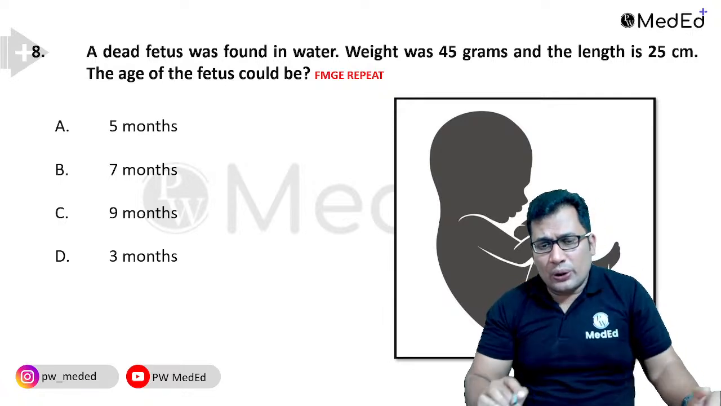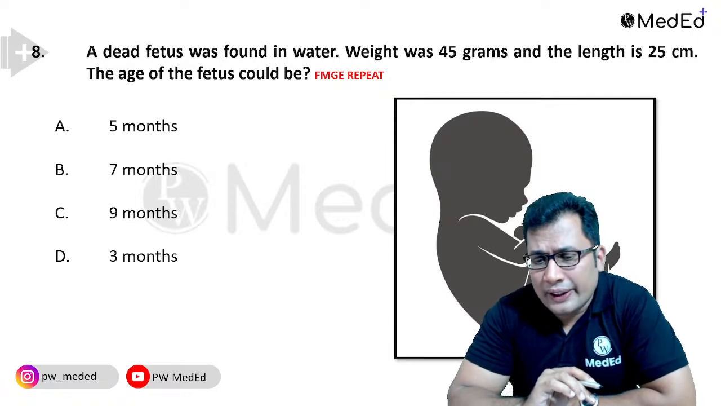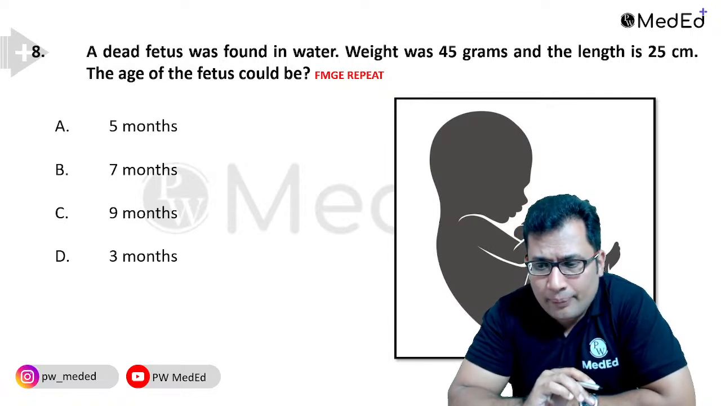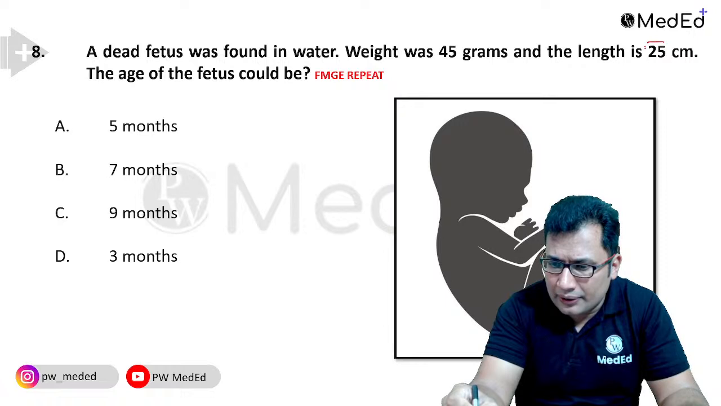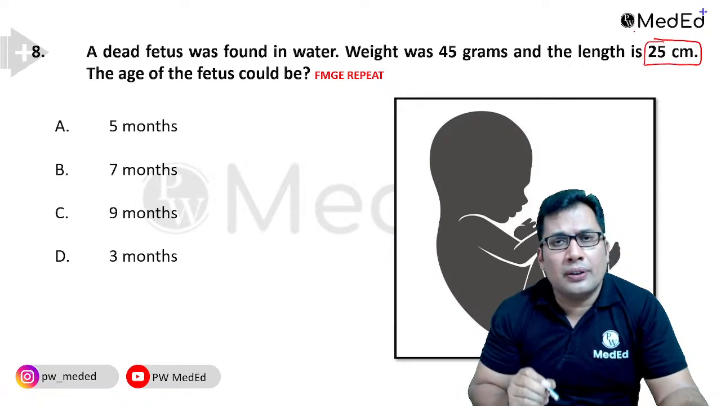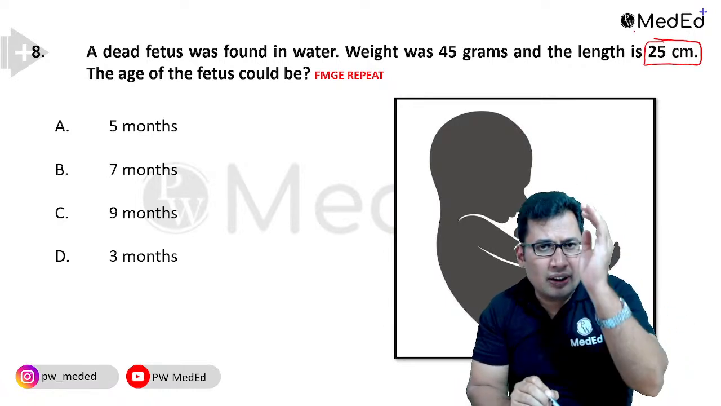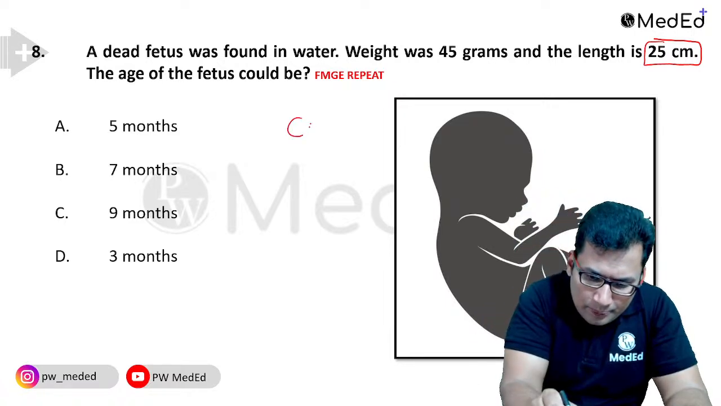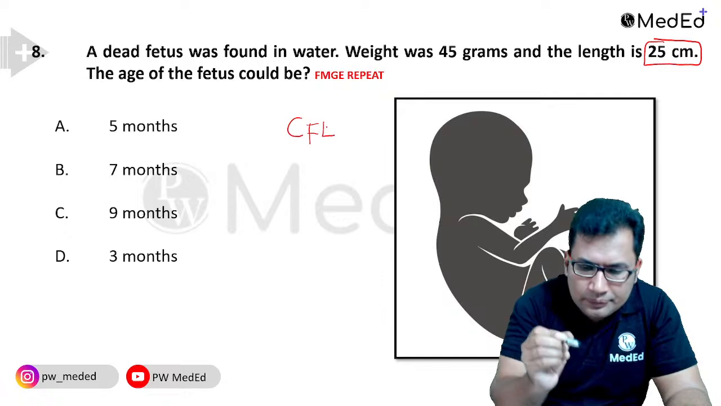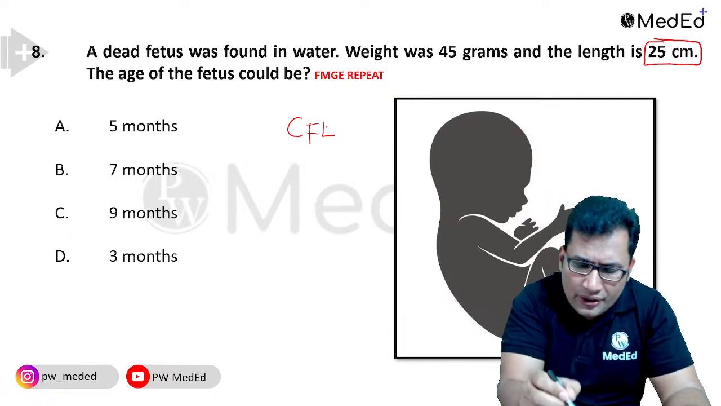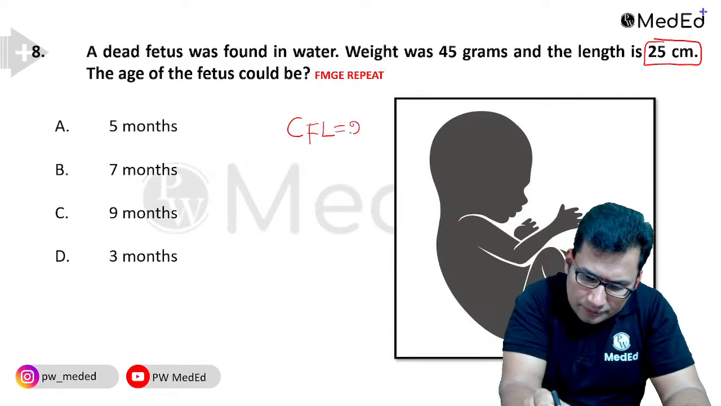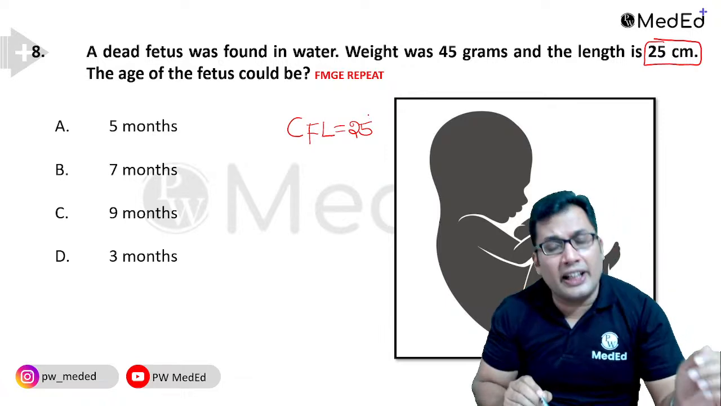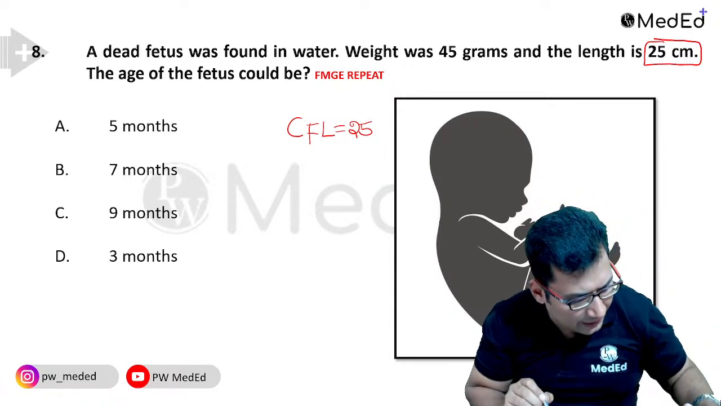Now, look at this question number 8. A dead fetus was found in water. The weight was 45 gram. The length is 25. Length means total length, that is crown to feet length, CFL. Crown to feet length is 25. What is the age?